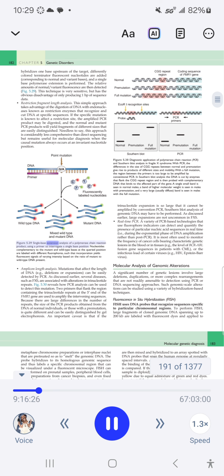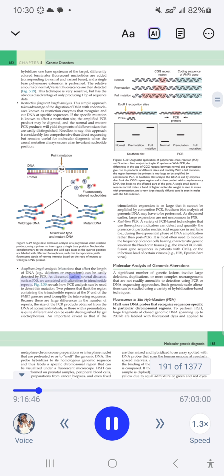Figure 5.29, single-base extension analysis of a polymerase chain reaction product, using a primer to interrogate a single-base position. Nucleotides complementary to the mutant and wild-type bases at the queried position are labeled with different fluorophores, such that incorporation yields fluorescent signals of varying intensity based on the ratio of mutant to wild-type DNA present. Amplicon length analysis. Mutations that affect the length of DNA, e.g. deletions or expansions, can be easily detected by PCR.